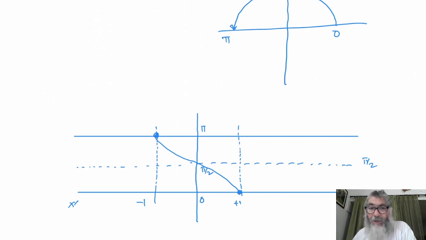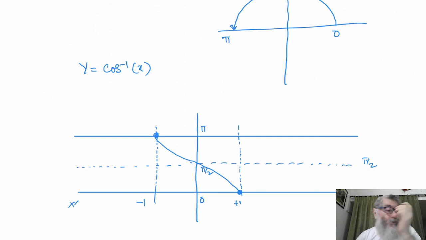It's not a straight line, it's a curve. Y is equal to cos inverse x. I should have taken -1 and 1 a little closer; I took them far away. But it gives you an idea for cos inverse x.